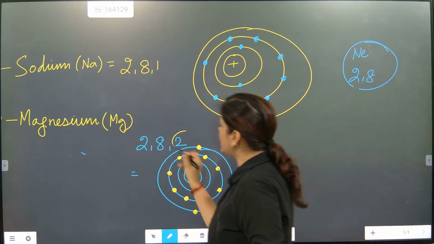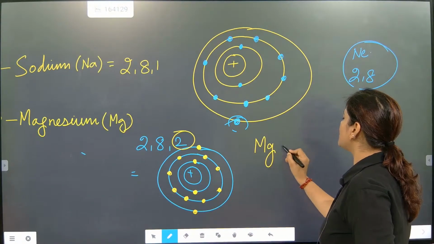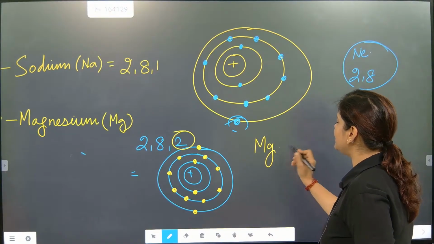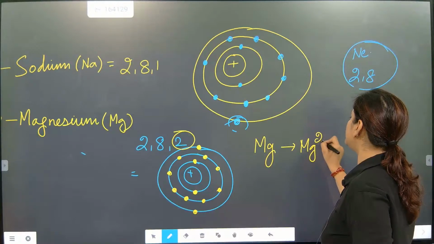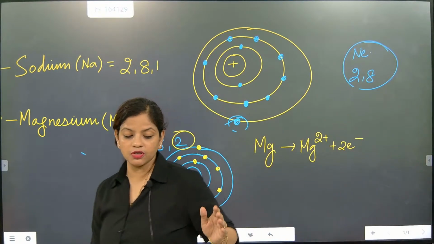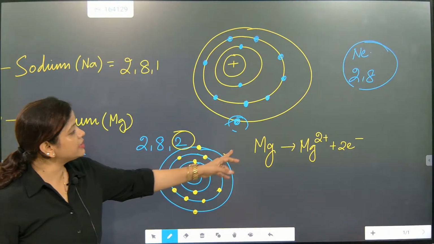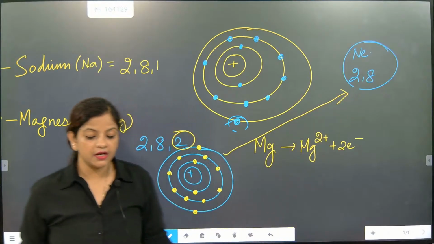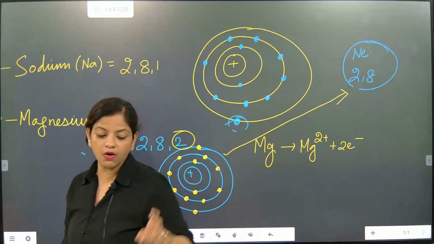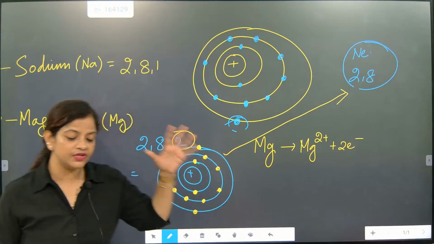So here, 2 electrons will be taken out. Magnesium is going to release 2 electrons, so magnesium will become Mg2+. Once it releases 2 electrons, the outermost orbit vanishes and it gains the nearest noble gas configuration of neon: first orbit 2 electrons, second orbit 8 electrons.